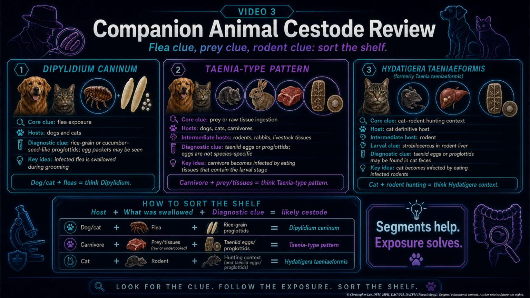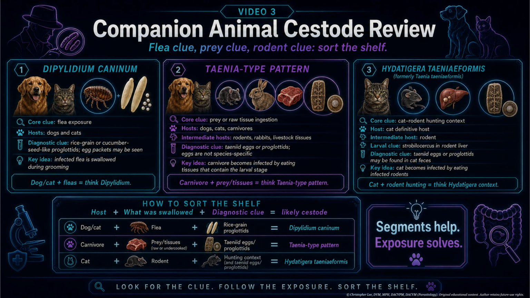Now let's summarize. Dog or cat, plus flea exposure, plus rice grain proglottids, think Dipylidium caninum. The cysticercoid develops in the flea, the pet swallows the infected flea during grooming, and flea control is part of both the treatment and prevention.